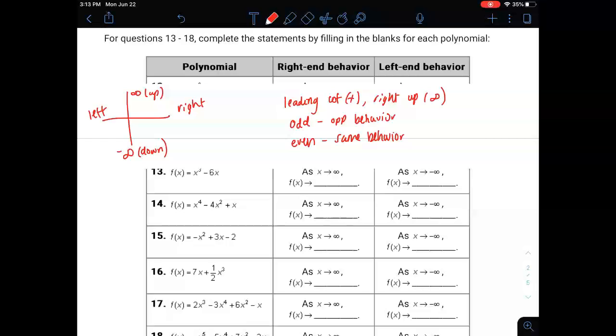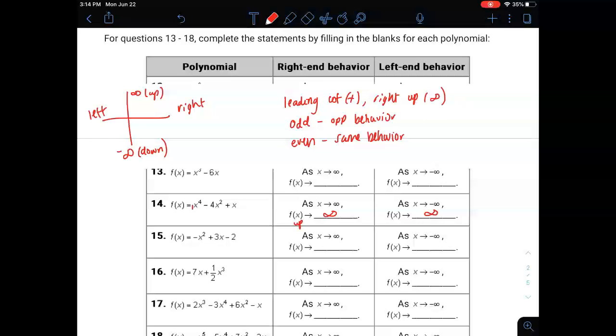All right, so 14 first has a leading coefficient of 1, and it's a 4th degree polynomial. So the right end behavior, since it starts with a positive 1, f of x is going to go up, which is another way of saying it goes towards infinity, up and up and up. And we noticed that it is an even exponent, so it's going to have the same behavior on the left-hand side. It's going to also be positive.